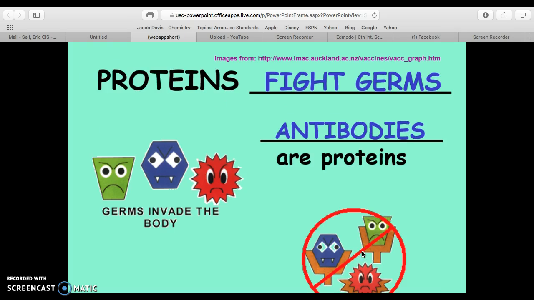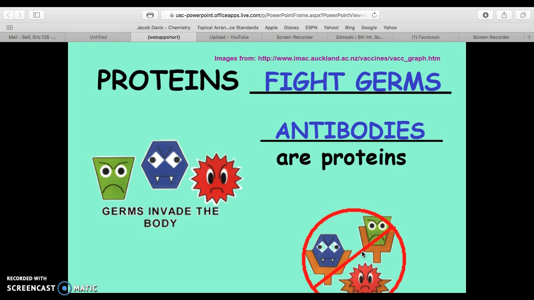Proteins help our body fight germs. You may have heard the term antibodies before. And germs, bacteria, viruses, all of those things invade our body. And the antibodies actually surround them, attack them, and kill them.